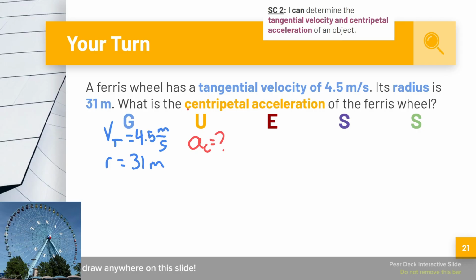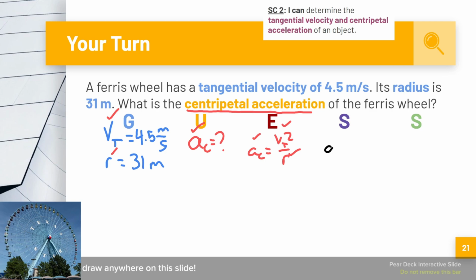The good thing is, whenever you see the words centripetal acceleration or tangential velocity, you can basically assume we are using this formula, and we can just double check. We got AC, yep. We got VT and R, yep, and yep. Very easy, nothing too crazy. There's just three possible variables. So from here, we just plug our numbers in.